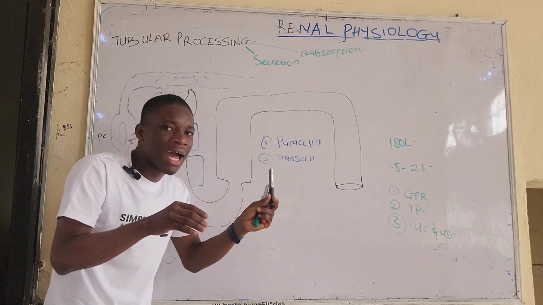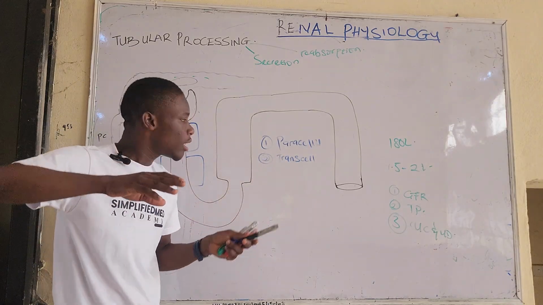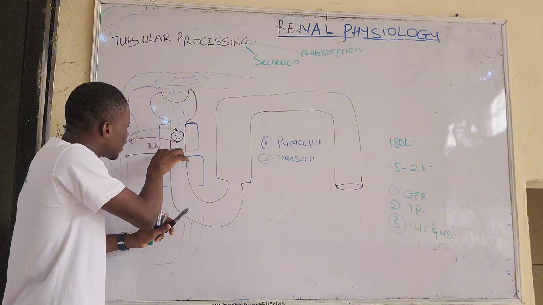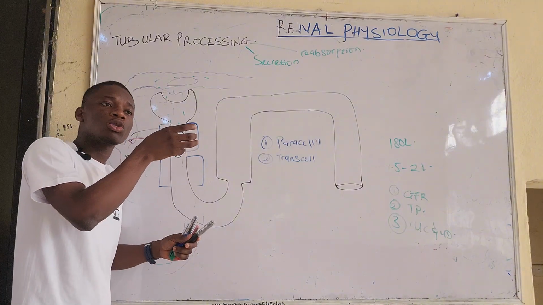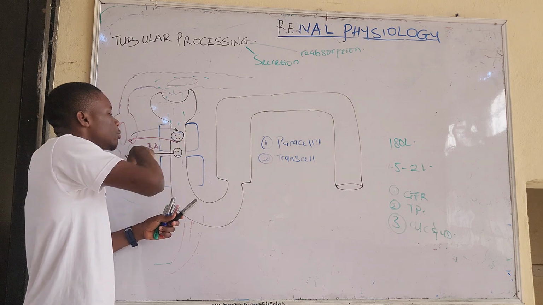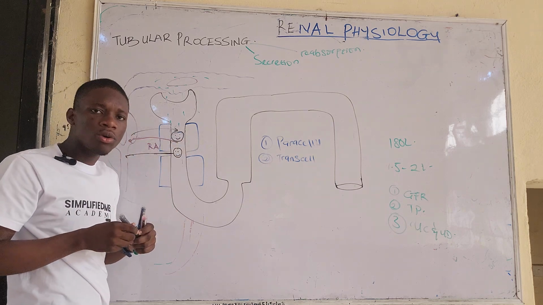So we call it what? Para. When you hear the word para, it means beside. Paracellularly. The process in which reabsorption occurs can either be transcellularly or paracellularly. Either it moves through the cell of the PCT or it moves beside the cell of the PCT.